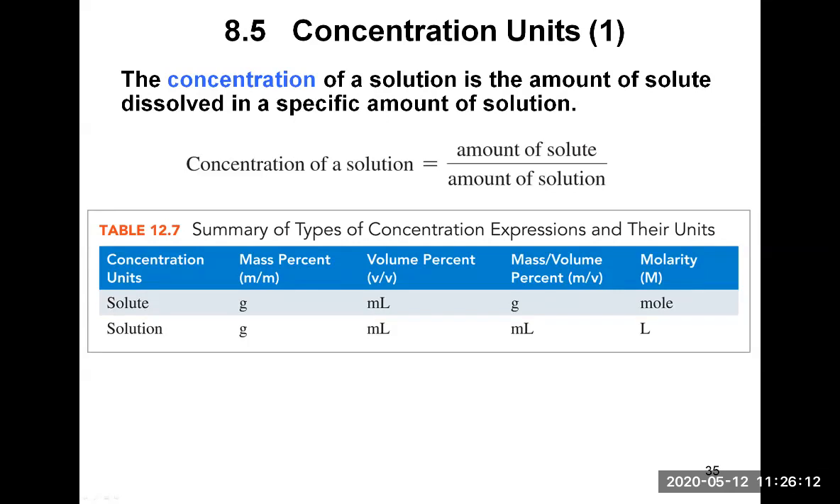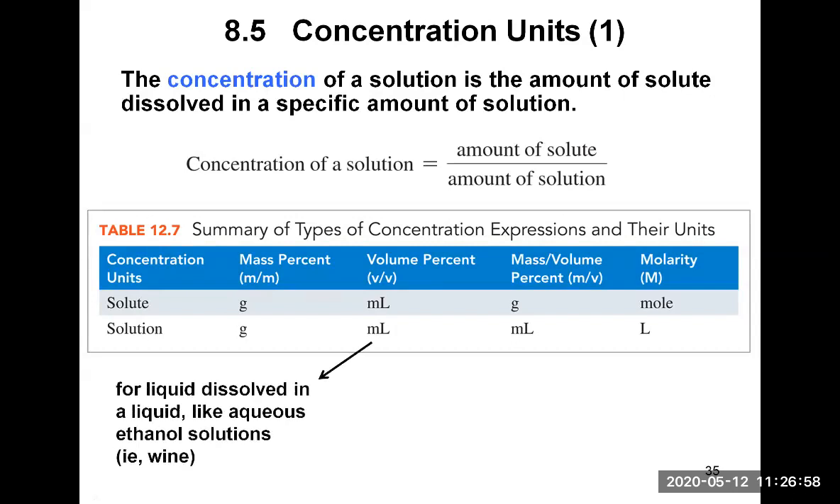So volume percent, with the symbol V/V in parentheses. The volume percent will be given in milliliters of solute over milliliters of solution times 100. Mass per volume percent is when you take the amount of solute in grams in an amount of solution in milliliters. And so the symbol is M/V in parentheses because it's mass per volume. And then the molarity is a very typical chemistry unit. The symbol is capital M, and the amount of solute is in moles per liter of solution.